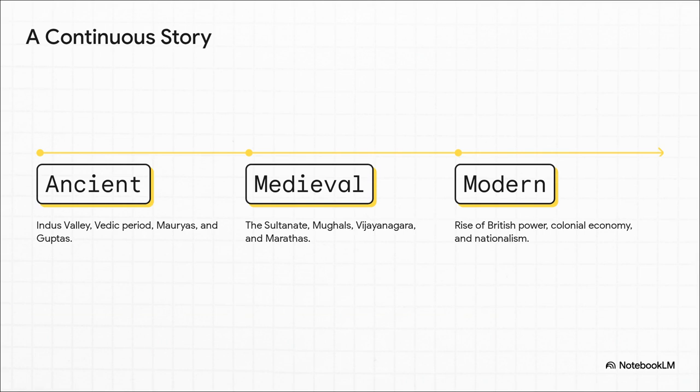In the ancient period, you're tracing this amazing journey from the Indus Valley all the way to the Guptas. Then, boom, you're in the medieval era, watching the rise of the Sultanate, the grandeur of the Mughals, and these powerful regional kingdoms. And finally, you land in the modern period, getting into the nitty-gritty of British rule, the colonial economy, and the birth of an independent India. It's all connected. It's one single epic narrative.